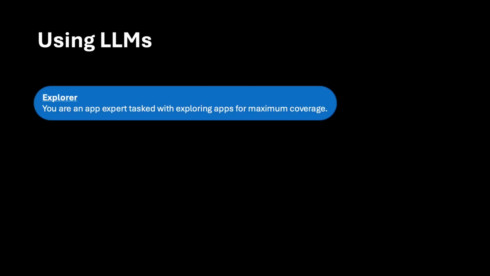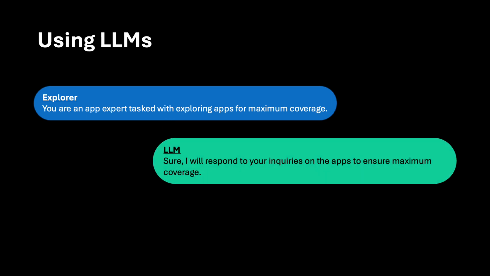During exploration, the LLM helped guide the explorer to make intelligent steps, with the goal of achieving maximum coverage in the apps. The LLM was given this prompt to give it context of its goal, sort of like a system prompt.